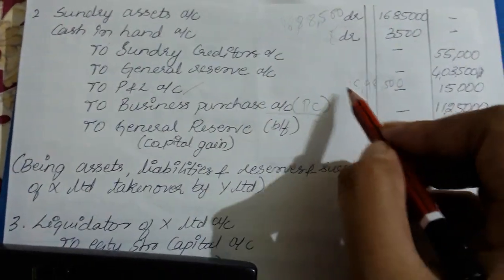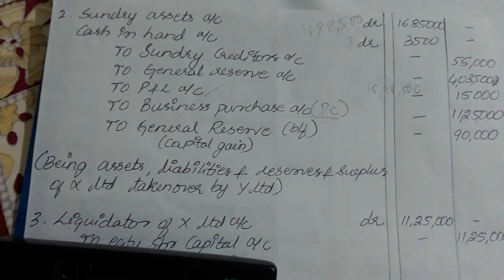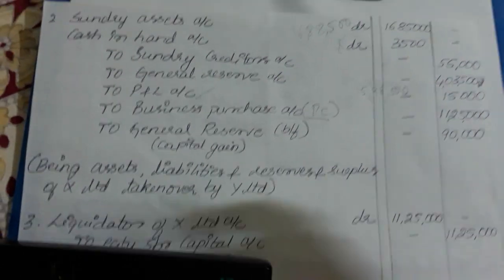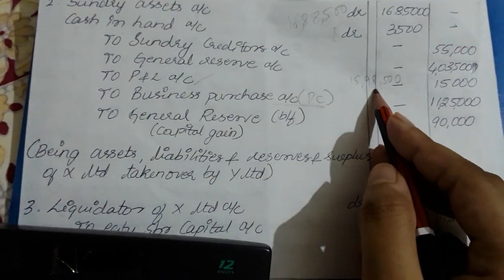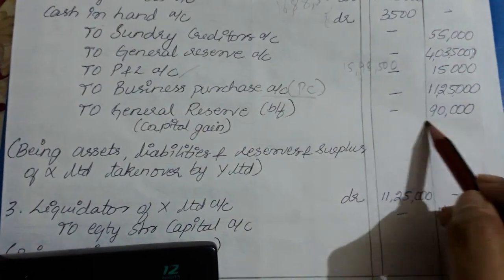So assets is less than liabilities. So we have the profit, right? We are taking more assets and less liabilities. So that's why it is a gain. So where will that gain be transferred to? It is transferred to general reserve account, that is 90,000.